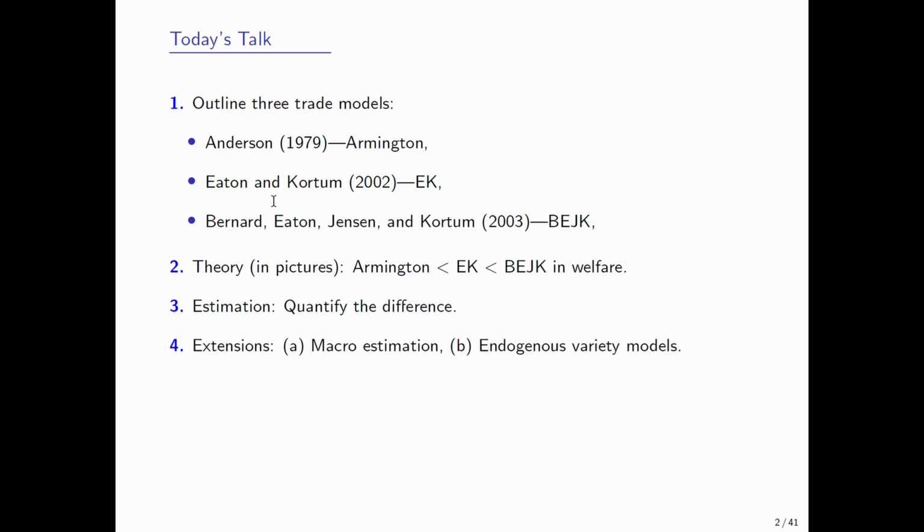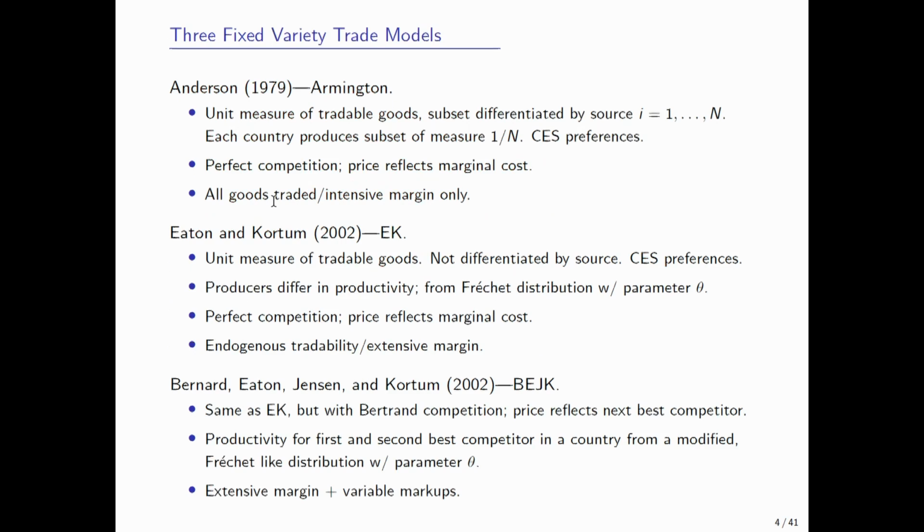I'm mainly going to focus on the three models that don't include monopolistic competition. That is to say the Armington, EK, and BEJK models. We're going to get to Melitz and Krugman at the very end, time permitting, because the estimation is slightly different and slightly less intuitive. Okay. All right, so let me get started with the models.